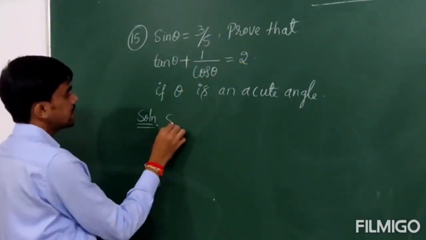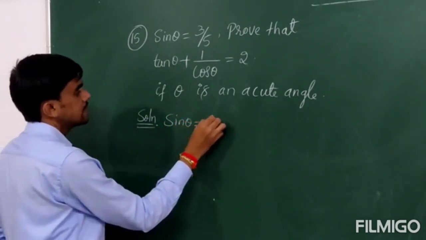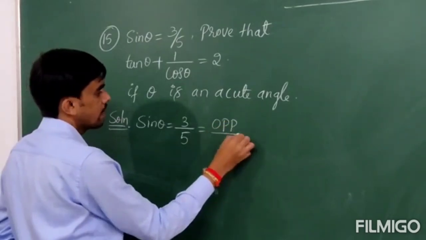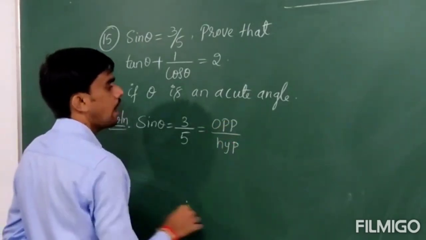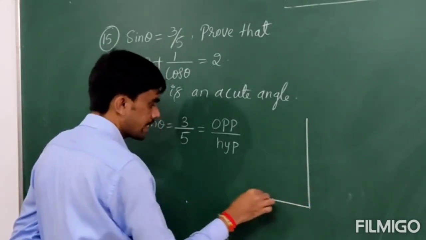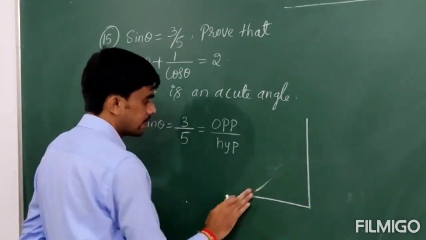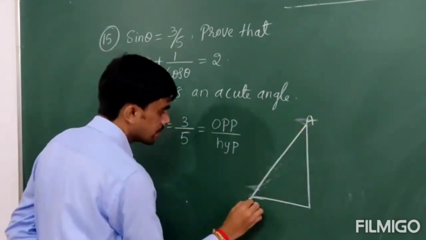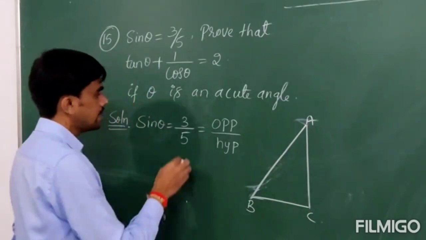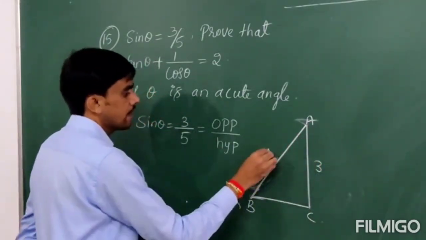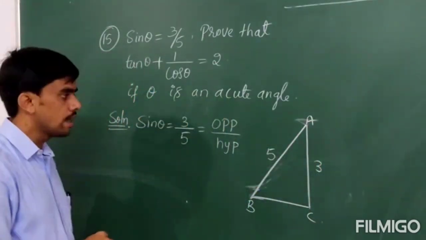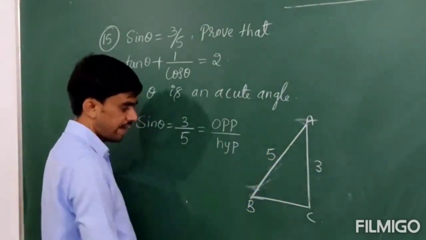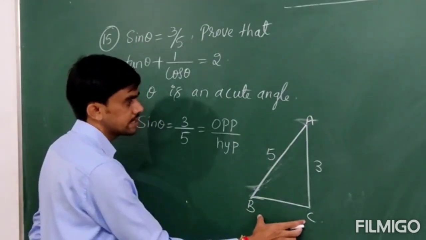So what is sin theta? Sin theta is 3 by 5. Sin theta means opposite by hypotenuse. By taking a right angle triangle ABC, sin theta is opposite by hypotenuse. So AC is 3, AB is 5. We have to find the value of BC.